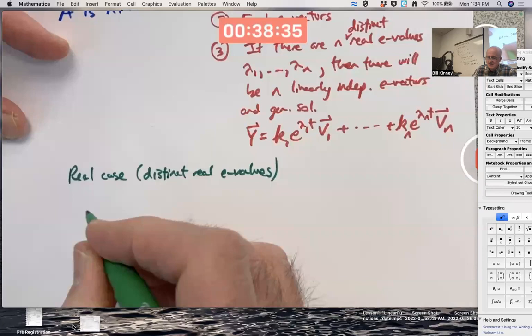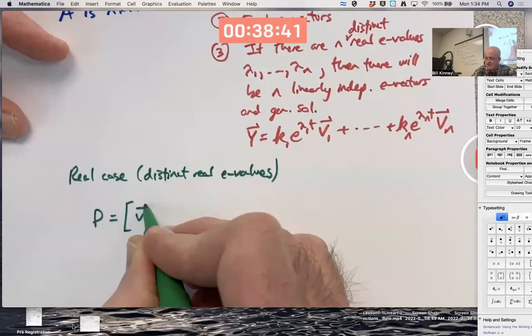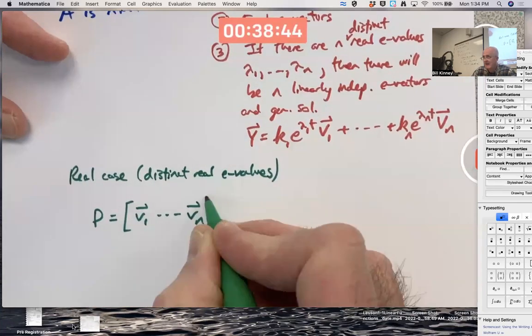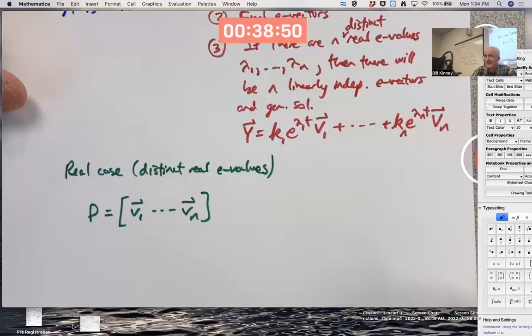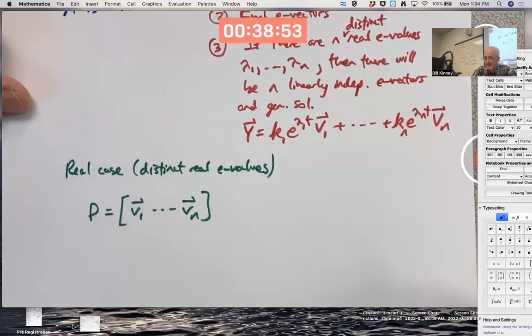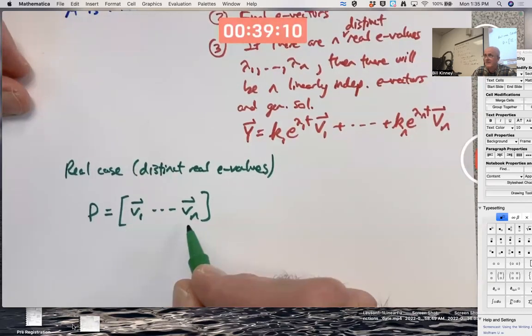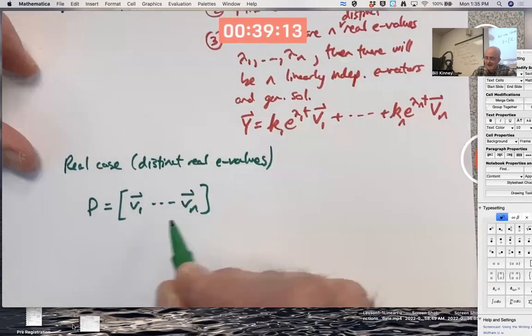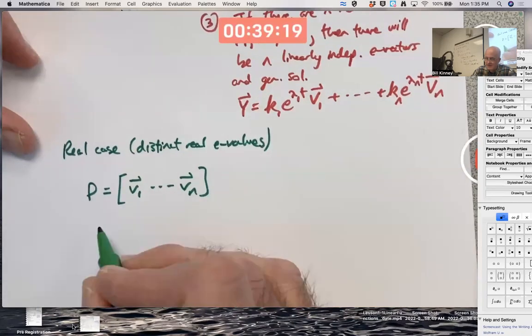solution. You form the matrix P, your change of coordinates matrix, to have columns that are those n linearly independent eigenvectors. Since those eigenvectors are linearly independent, and there's n of them, they form a basis for R^n. This will be an invertible square matrix. The invertible matrix theorem guarantees this, so P inverse will exist.